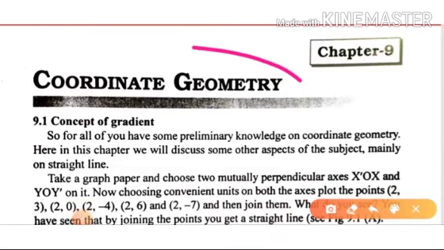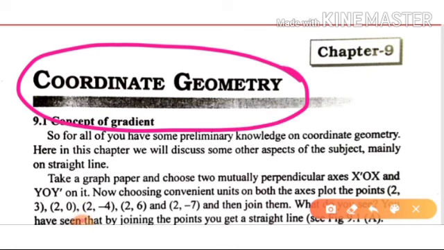Today in this video we are going to learn about coordinate geometry, and here we will mainly discuss straight lines and different equations of straight lines in different forms.